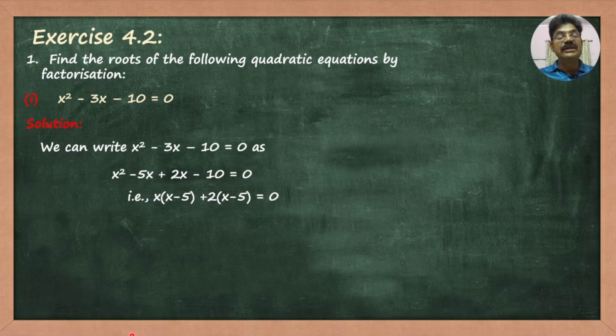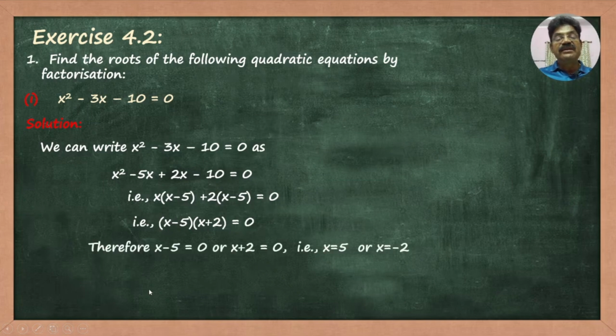So in the first two terms, you have x common. Therefore, you take x outside, you will be left with x minus 5. In the last two terms, you have 2 common. You take it outside, you will be left with x minus 5. Now x minus 5 is common. Therefore, the given equation can be written as x minus 5 into x plus 2 is equal to 0. When you equate them individually to 0, you get x is equal to 5 or x is equal to minus 2. Therefore, the roots of x square minus 3x minus 10 is equal to 0 are minus 2, 5.